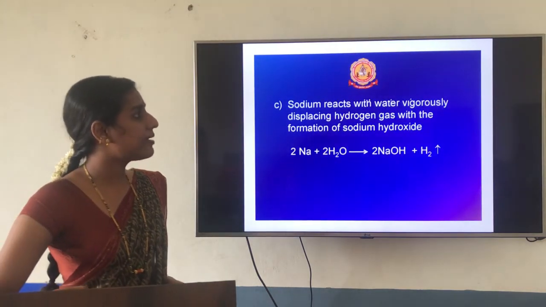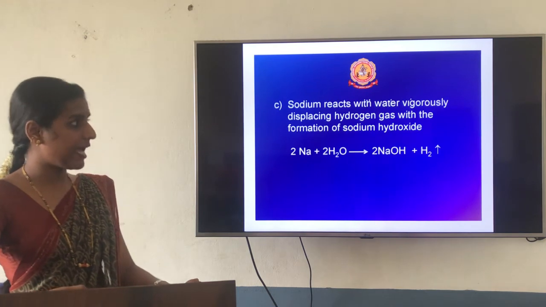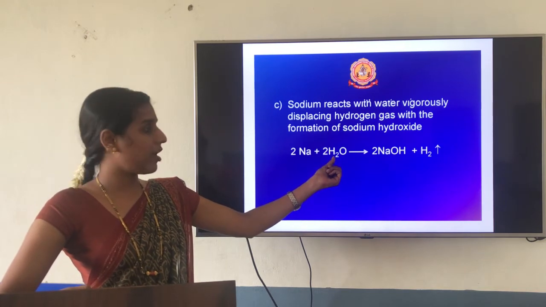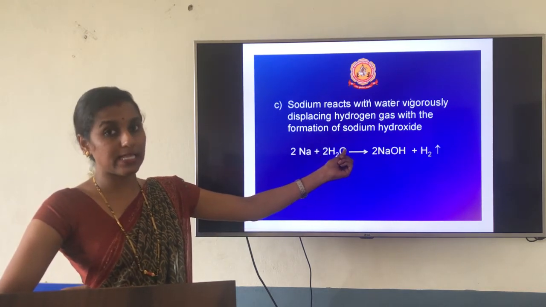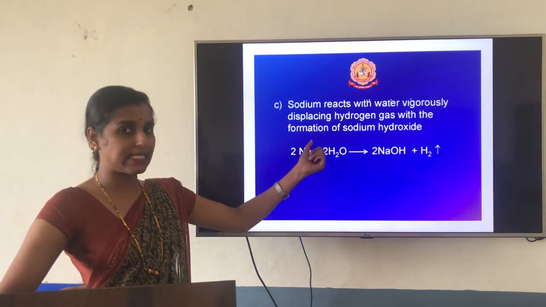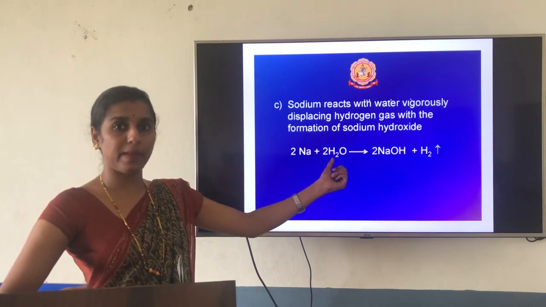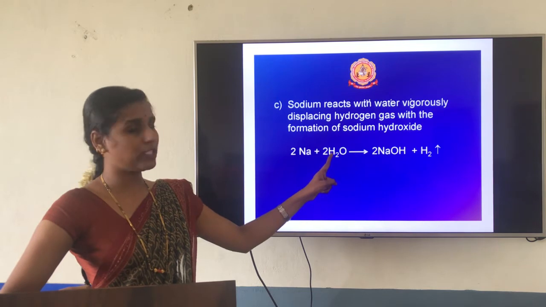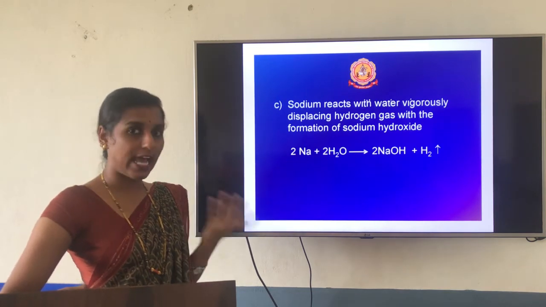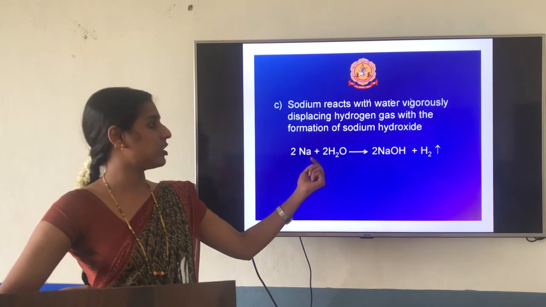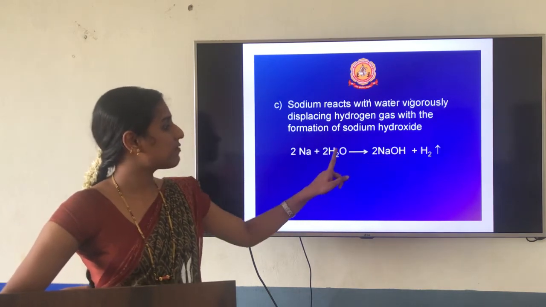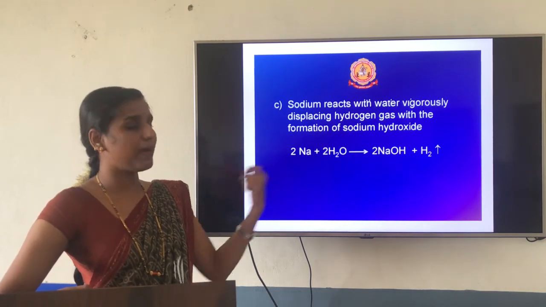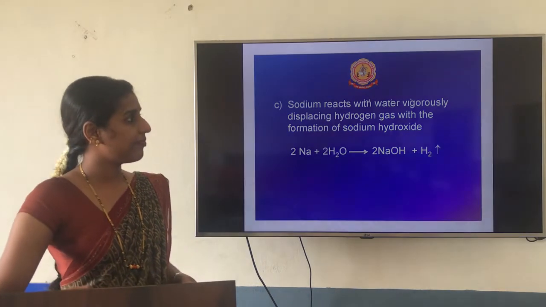One more example: sodium reacts with water vigorously, displacing hydrogen gas to get sodium hydroxide. Same thing, sodium is displacing hydrogen. Water has H plus and OH minus, right? Sodium is positively charged, so which ion can it replace? H plus, which is positive in nature. So Na plus can replace your H plus. If you go with the reactivity series, Na is highly reactive, so it can displace your hydrogen. Your product will be NaOH as well as hydrogen; whatever you remove from here will be released as hydrogen gas. You are supposed to balance the reaction, that is very important.